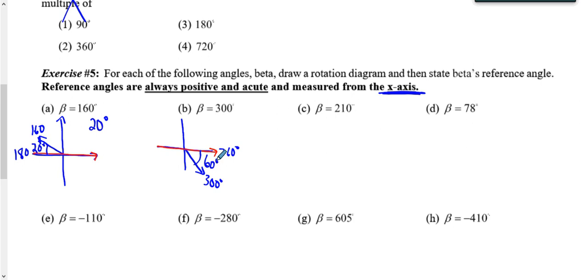So wherever you rotate your angle to, the reference angle is always the angle formed with the closest part of the x-axis. Let's try the next one, 210 degrees. We're above 180, but not quite to 270. So here's my 210, here's my 180. What's the measure of my reference angle? To get from 180 to 210, my reference angle is 30 degrees.